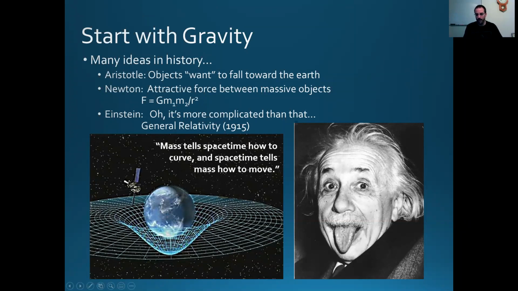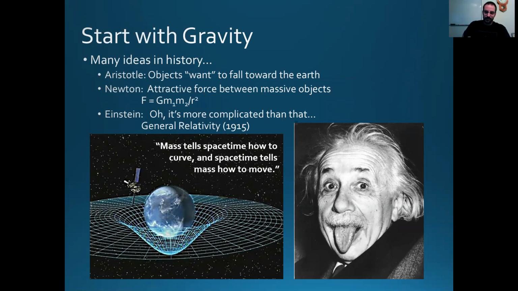Or a very simple way to summarize this is that mass tells space-time how to curve, and the curvature of space-time tells masses how to move. Now, that's a very, very simple way of looking at it. In reality, it's very, very complicated. If GMm over r squared is giving you a hard time, you don't want to see the equations of general relativity. They are absolutely, absolutely horrid.